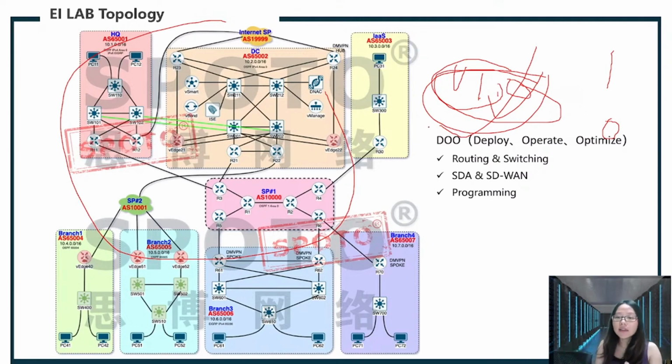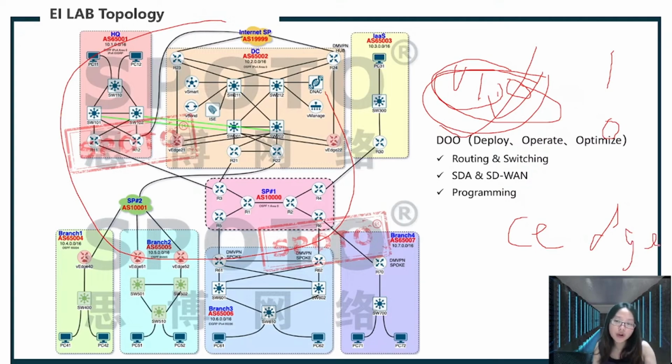Let me briefly show the topology of the new version. The new version topology is not much different from the old version, except the old topology used the V edge, but the new version uses the C edge.